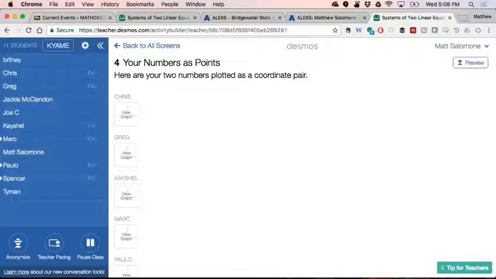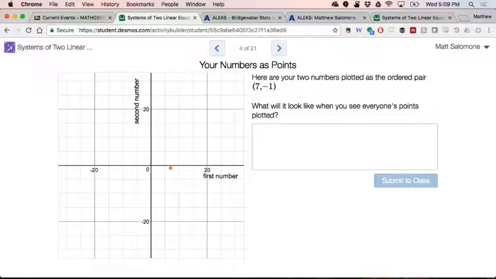So the next step is to take those numbers and plot them as a coordinate pair. So the number that you chose for the smaller of the two, the number that you chose for the bigger of the two, the question I want you to speculate on is, this is my point, this orange point, but your point's going to be somewhere else, and everyone else's point is going to be somewhere else. If we plot all of those points, what do you think that graph is going to look like?